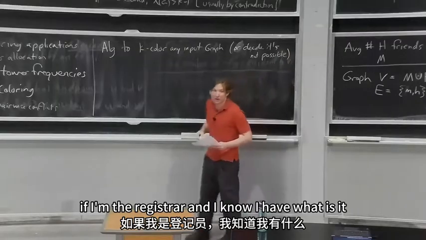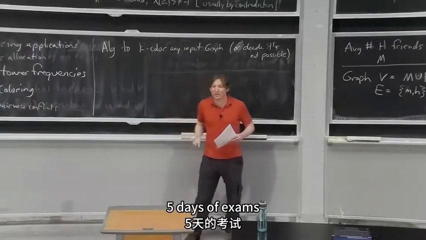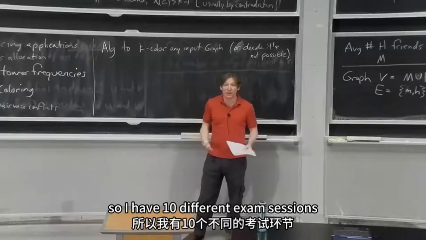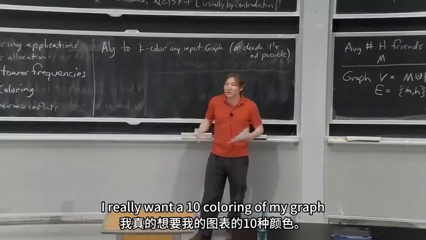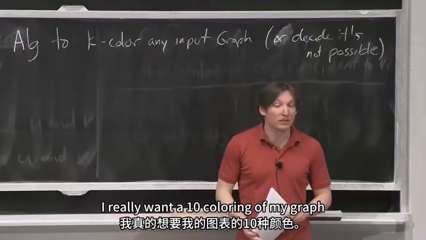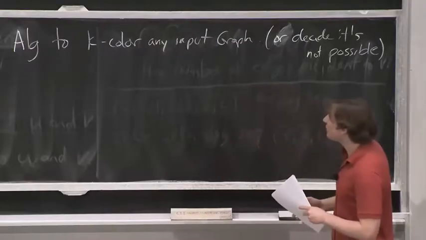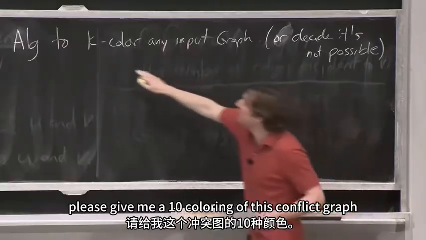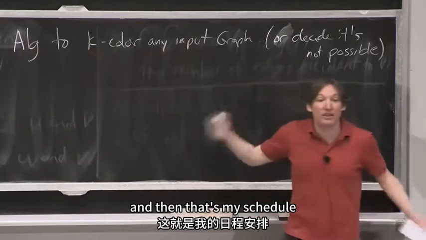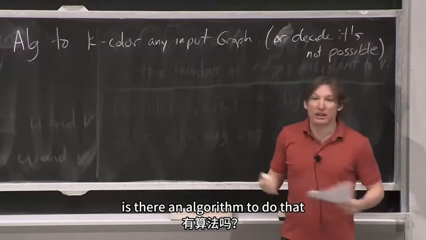If I'm the registrar and I know I have 5 days of exams, 2 sessions each, so I have 10 different exam sessions, I really want a 10 coloring of my graph. And so I want to ask, please give me a 10 coloring of this conflict graph, and then that's my schedule. Is there an algorithm to do that?